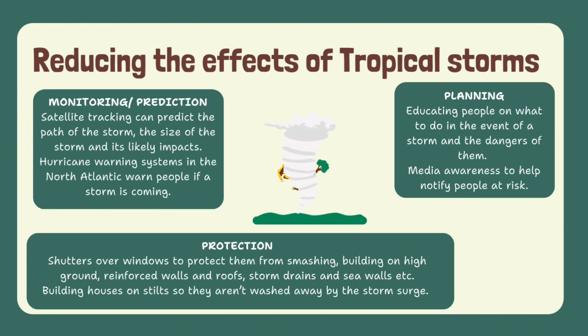Reinforced walls and roofs protect against flying debris, and we can also build on high ground, use storm drains, build houses on stilts, and build sea walls to protect against a storm surge. We can plan for storms through educating people on what to do in the event of a storm and the dangers of them. And the media can raise awareness to help notify people at risk.